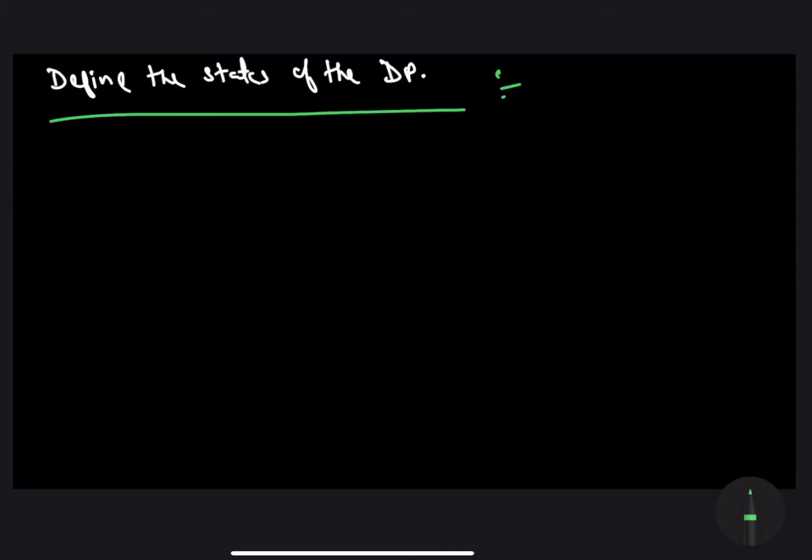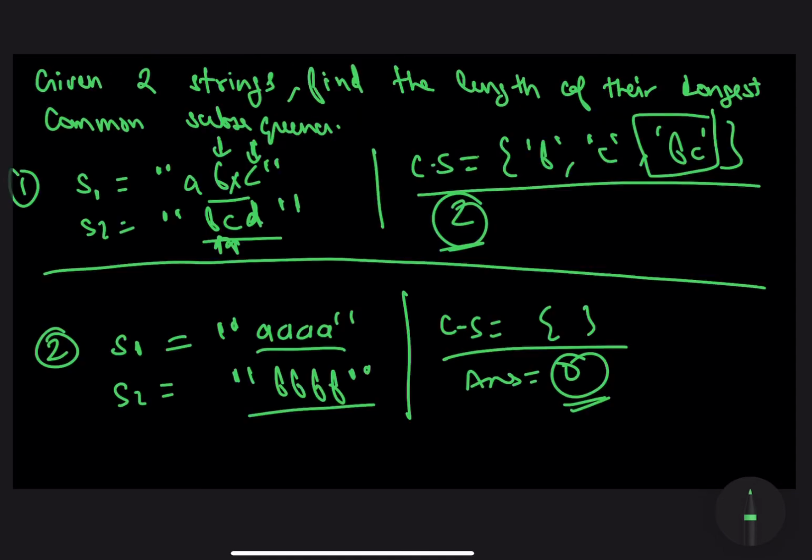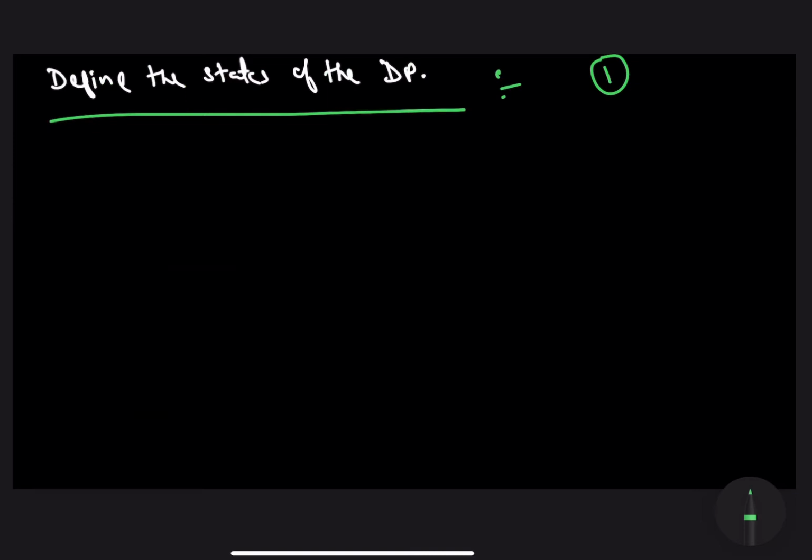So we have already discussed that whenever we are trying to solve a dynamic programming problem, we try to divide the problem into three different subproblems. So the first subproblem was defining the states of the DP, and in this section we will define the states of the DP for this particular problem. So let's just have a look at the same example over here. So S1 is ABXC and S2 is equal to BCD over here. All right, so let's just try to define the states for our DP over here.